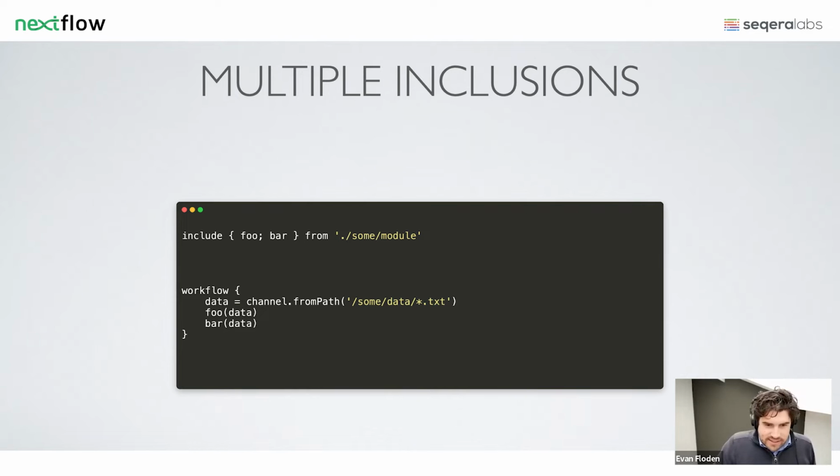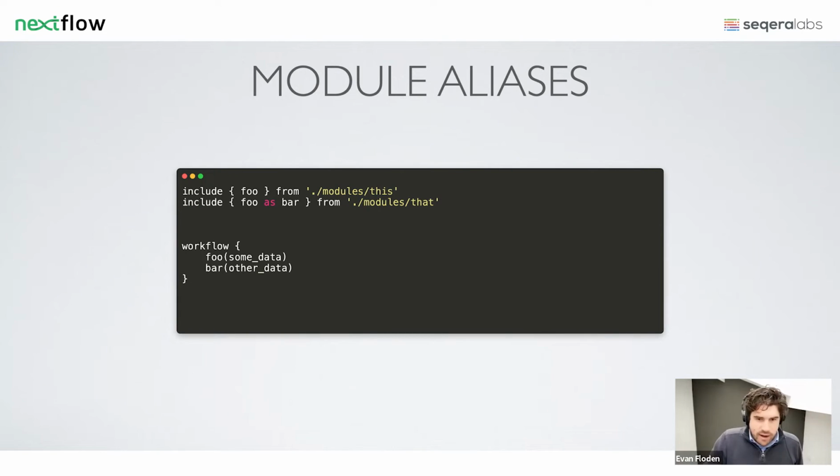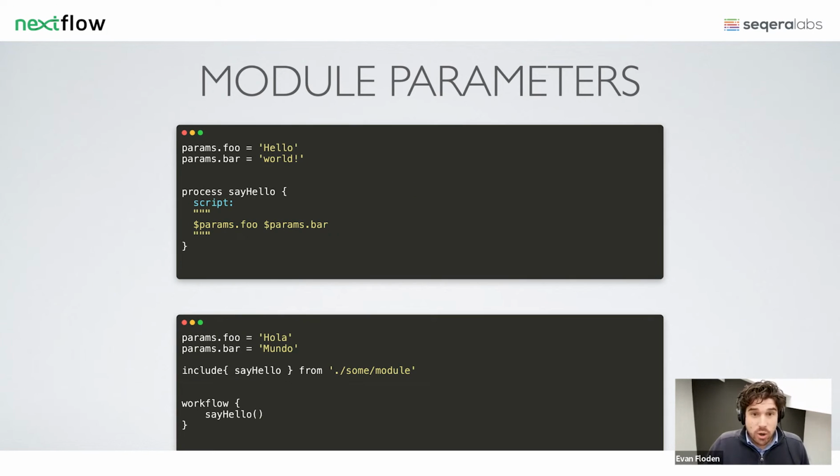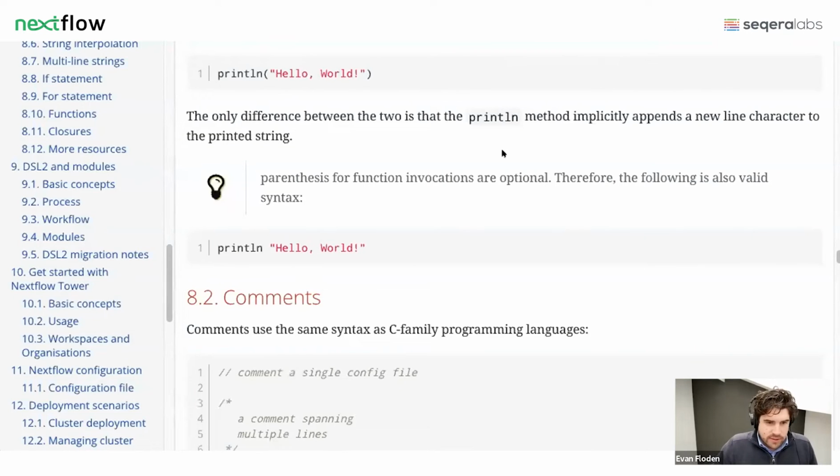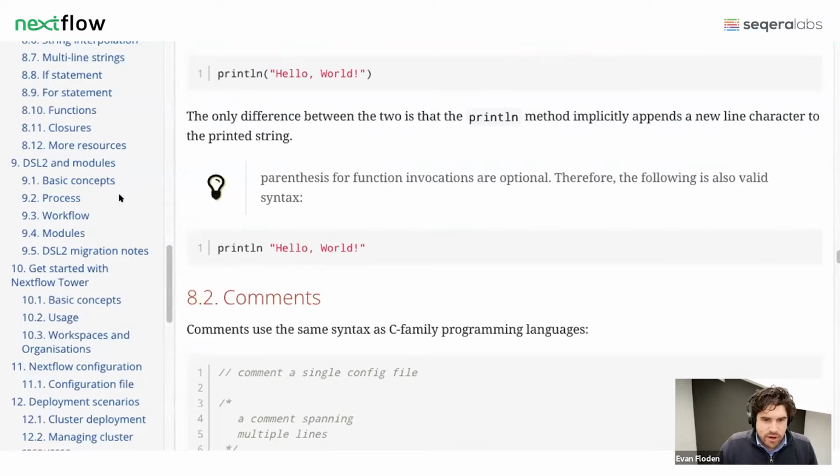There are also aliases, which is getting a little bit detailed for what we need to do, and parameters. But let's jump into a practical session and see what this looks like in practice. We're going to start with our first Hello World example and move that into DSL2, and see what that looks like. Okay, so we're going up to section number 9.